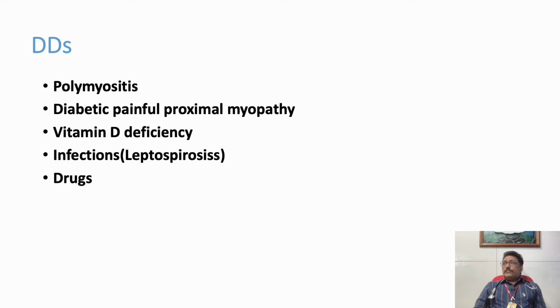Infections: the most important condition in our country is leptospirosis or Weil's syndrome. In Weil's syndrome and leptospirosis, initially itself the patient will have severe muscle weakness, muscle tenderness, and creatine kinase will be elevated. So for polymyositis in our country, the first differential diagnosis has to be leptospirosis. We have to rule out leptospira, especially when the patient has fever, jaundice, renal failure, all these things. Now drugs like statins and other drugs we will see afterwards. Statins also can cause moderate myositis.